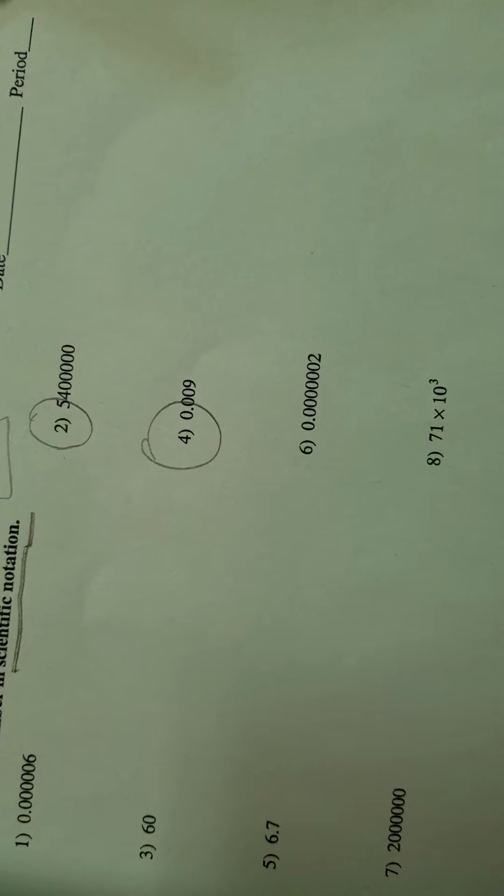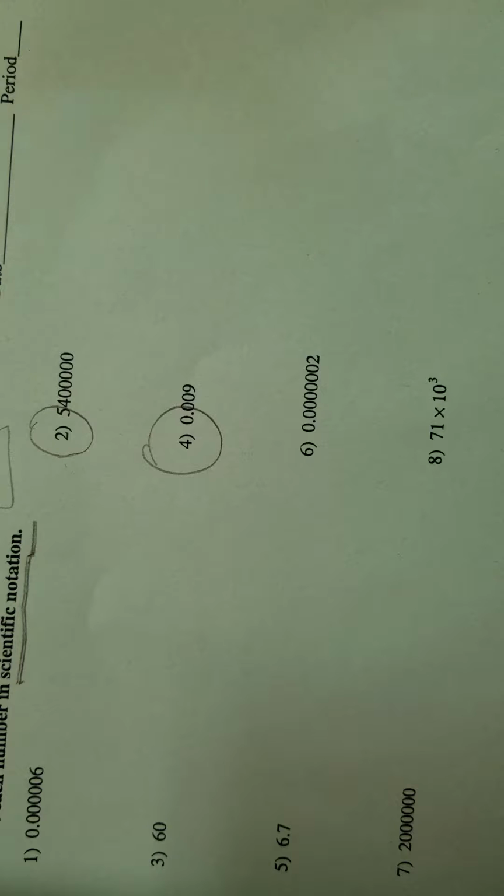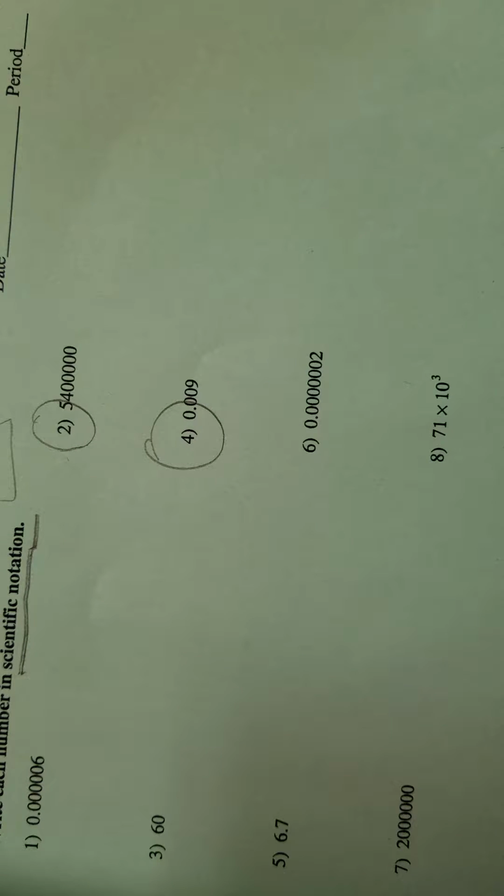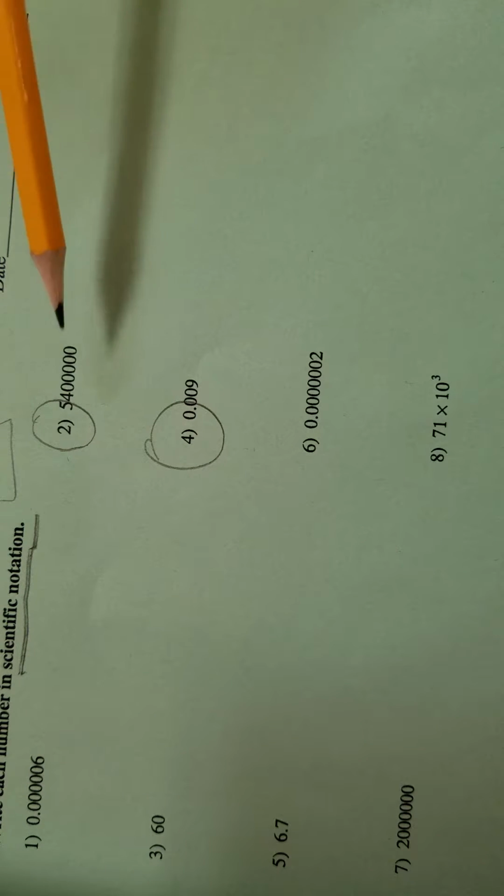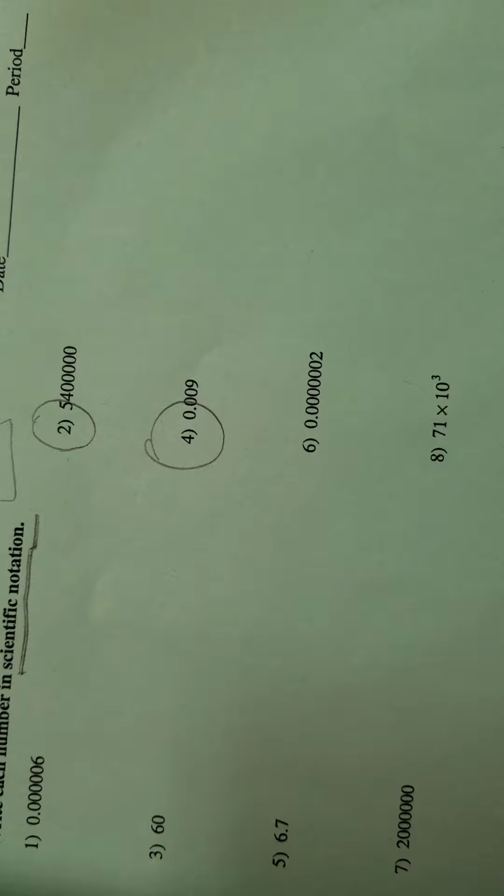So let's get started. We're going to look at 4 problems today, mostly because I don't want to waste your time too much, and these 4 problems are the 4 different types of problems you will see and have to perform scientific notation with. Let's take a look at number 2 on the green sheet first.